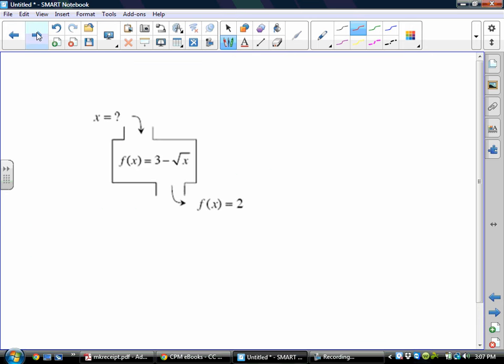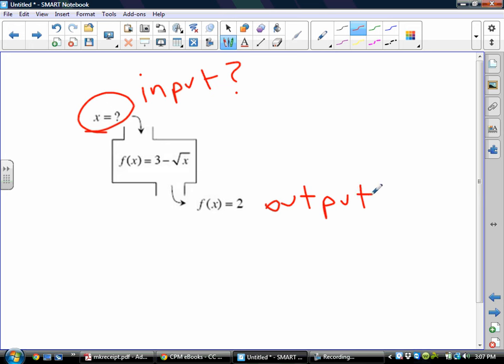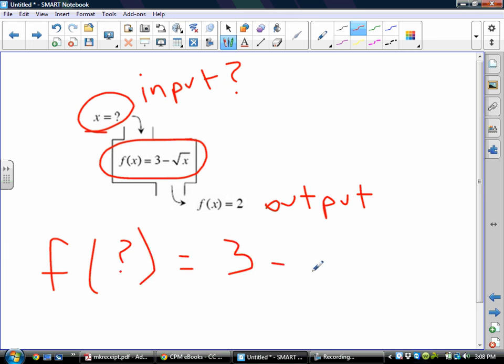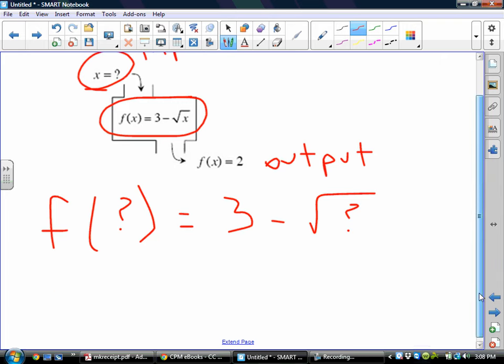Now this is when we have the output and not the input. We need to find the input. We don't know what it is, but I know the output is a 2. So let's look at our function machine, which is this inside part right here. And I want to plug in a number for x. I'm replacing each of the x's, right? So f of, I'm going to write it as a question mark, equals 3 minus the square root of something. And that's supposed to give me a 2. So this side has to equal 2. This right side must be the same as 2.